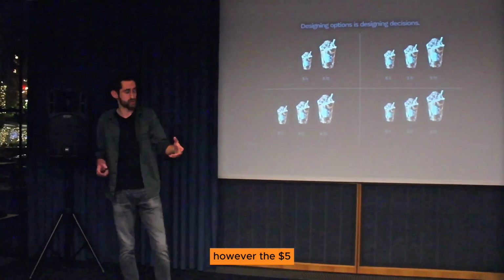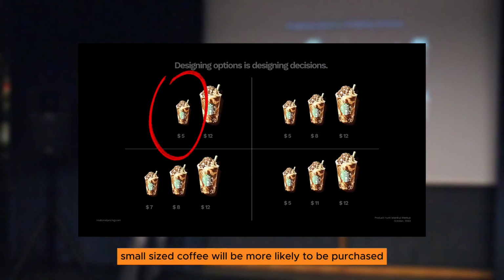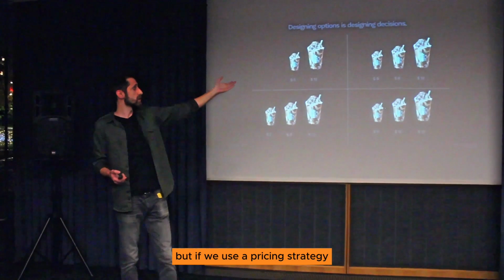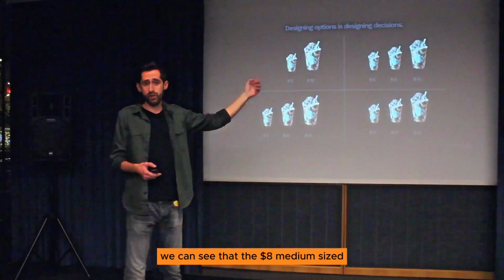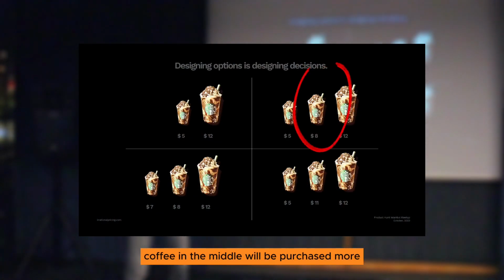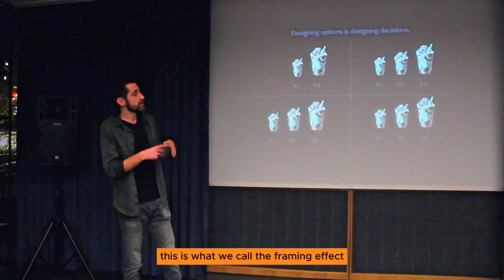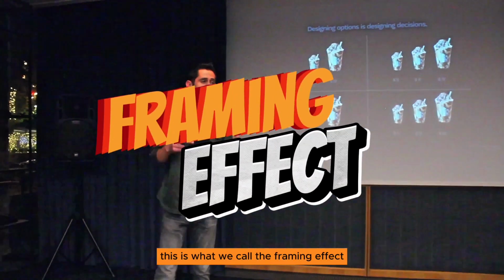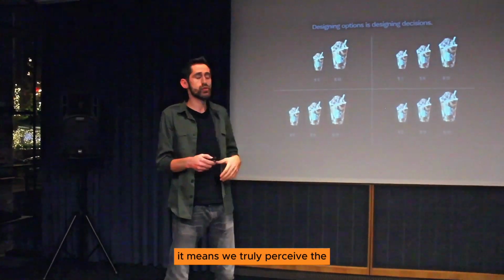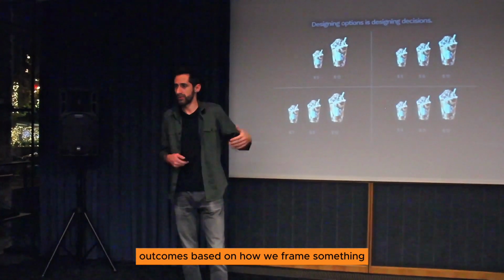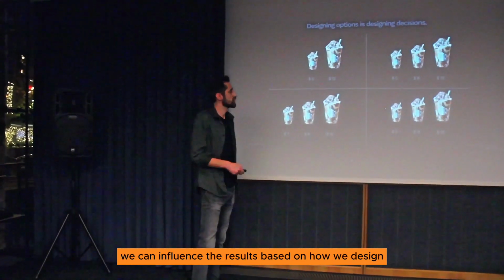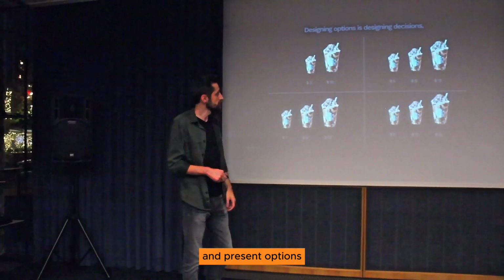However, the $5 small-sized coffee will be more likely to be purchased. But if we use a pricing strategy like the top right option, we can see that the $8 medium-sized coffee in the middle will be purchased more. This is what we call the framing effect. It means we truly perceive the outcomes based on how we frame something. We can influence the results based on how we design and present options.